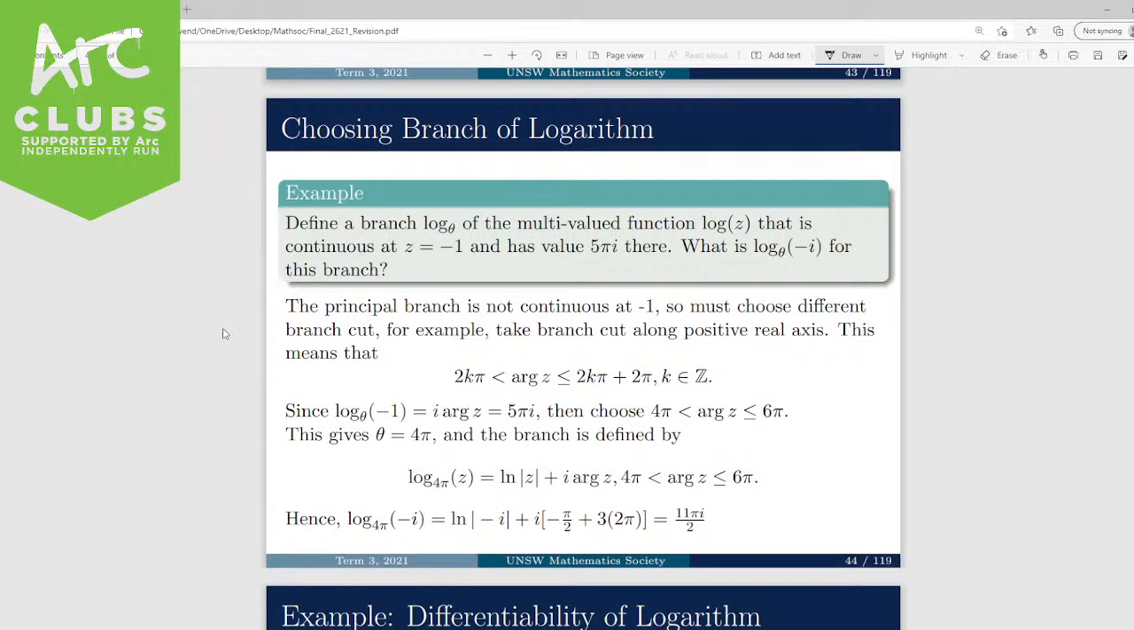If that made no sense, hopefully this will clear up some issues. Define a branch of the multi-valued log such that it's continuous at -1 and has a value of 5 pi i. So if you just ran straight away for your usual principal branch definition, the whole capital Log life where your argument goes from negative pi to pi, you would have been a bit doomed, just because along that argument of z equal to negative pi it is just not differentiable, so it's definitely not continuous at -1 if the entire negative real axis is a bit illegal for you right now. So what you need to do is swivel that branch cut around a bit. It's kind of up to you, not up to you because there is a value of 5 pi i, but we're going to swivel it to a convenient location.